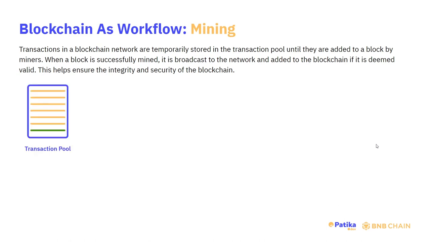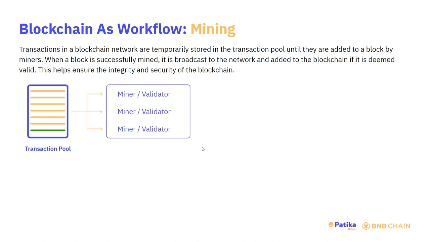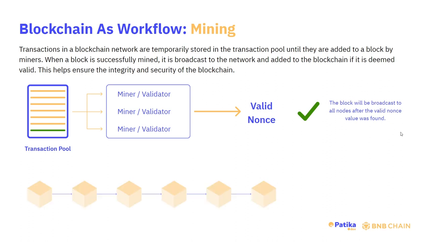So we have a transaction pool and there are a lot of transactions here waiting for a miner. Then some of the miners will try to get the right nonce value. Then the block will be broadcast to all nodes after the valid nonce value was found. Okay, now we have a blockchain and the block will be broadcast to all nodes. Here what we are trying to do, we are actually adding a new block to the blockchain, and miners will start to work on the last block which was added.